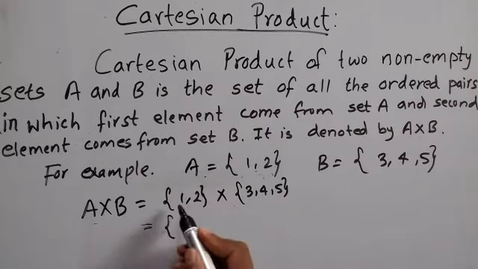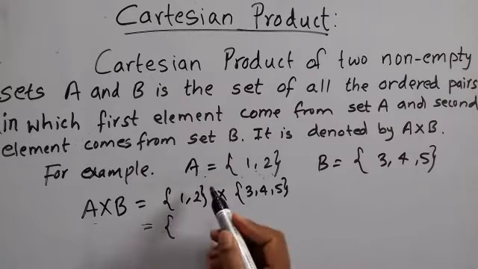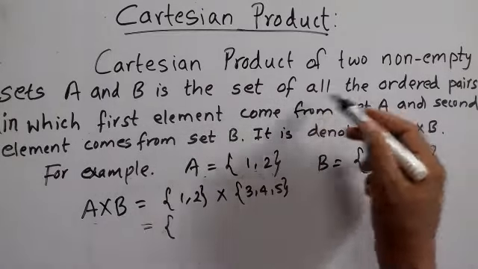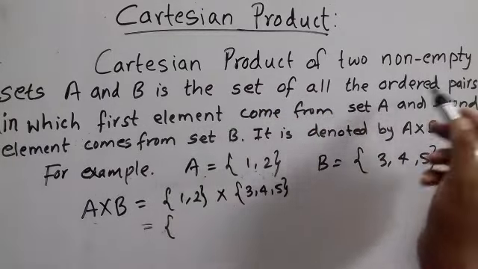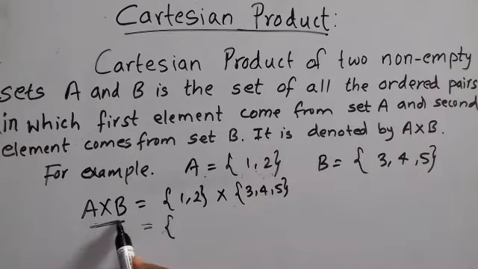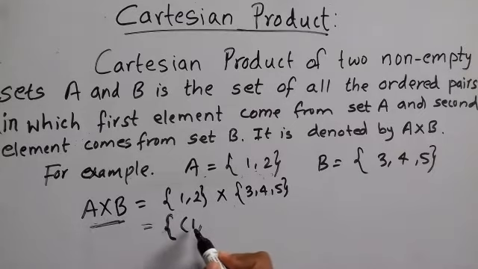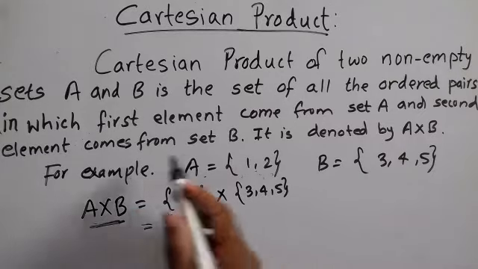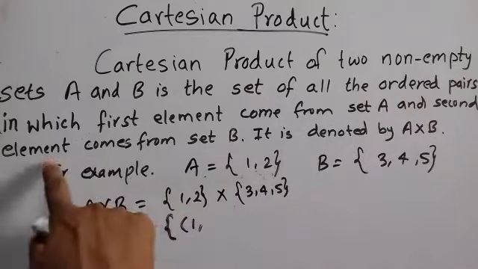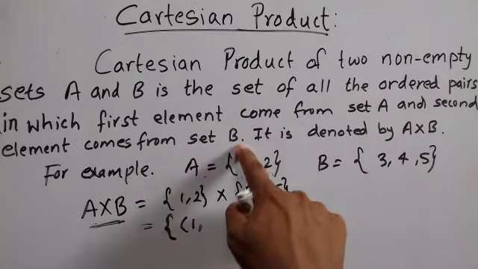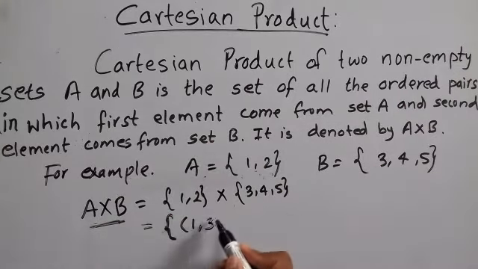Now we have to form ordered pairs, as we have written here, the set of all the ordered pairs. Because this Cartesian product is a set, we must write curly brackets here. Then the first element comes from the first set, here the first set is A, so 1 we have written. Then the second element comes from set B, so we have written the second element from this set B.